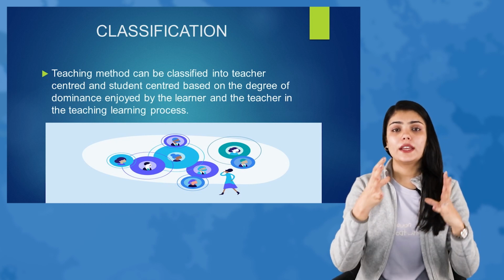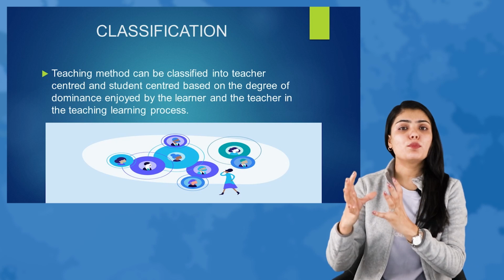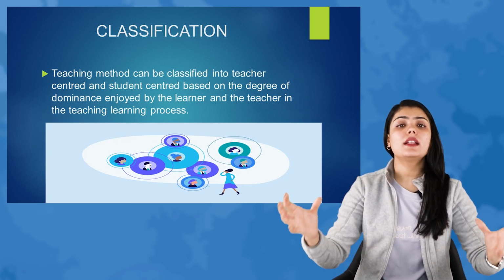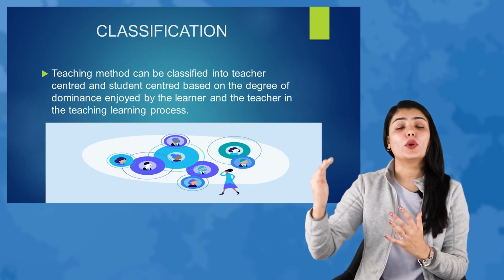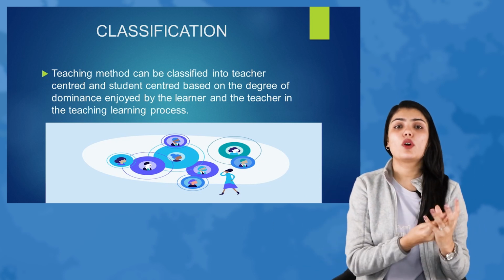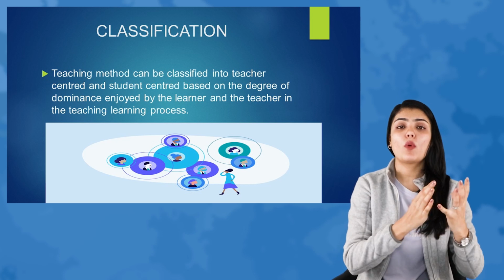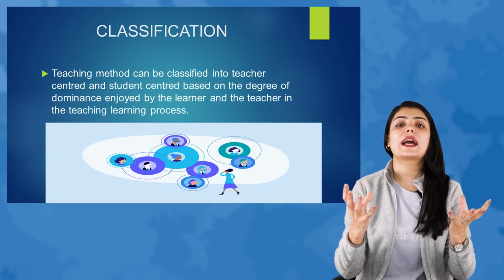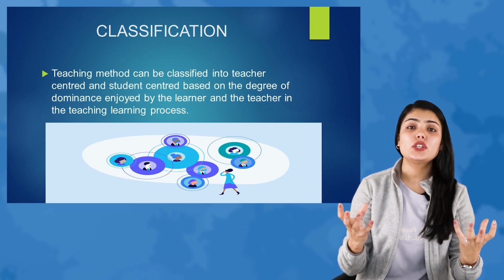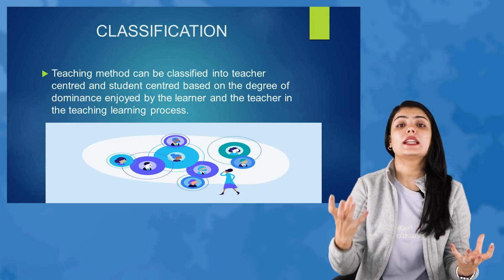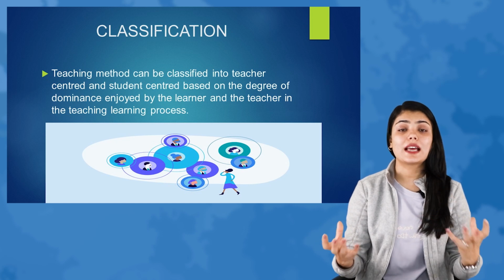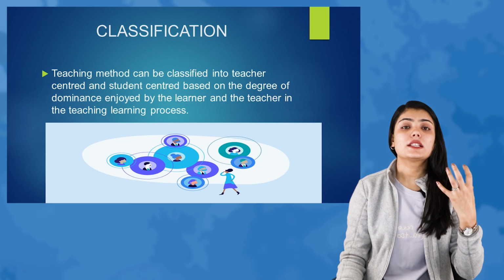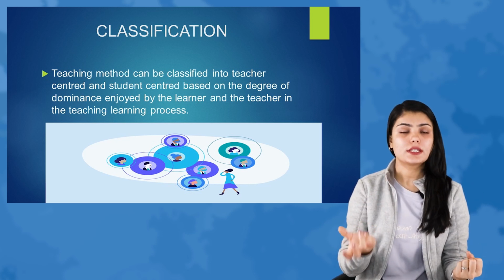So, in this, it depends how much importance or how much dominance the teacher has while the teaching learning process is going on, or how much dominance the students will have while the teaching learning process is going on. Okay, so who is actively involved, whether it is the teachers or the students, classifies the teaching learning process into two broad categories, that is student-centered and teacher-centered.